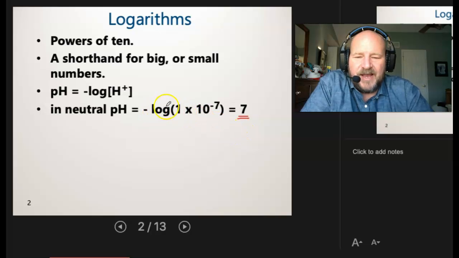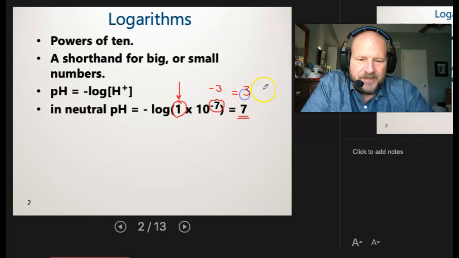Now, as long as this number right here is a 1, if we take the negative log of any base 10, it's going to be the opposite of whatever that exponent is. So if we did the negative log of 1 times 10 to the negative 3, that would be 3.